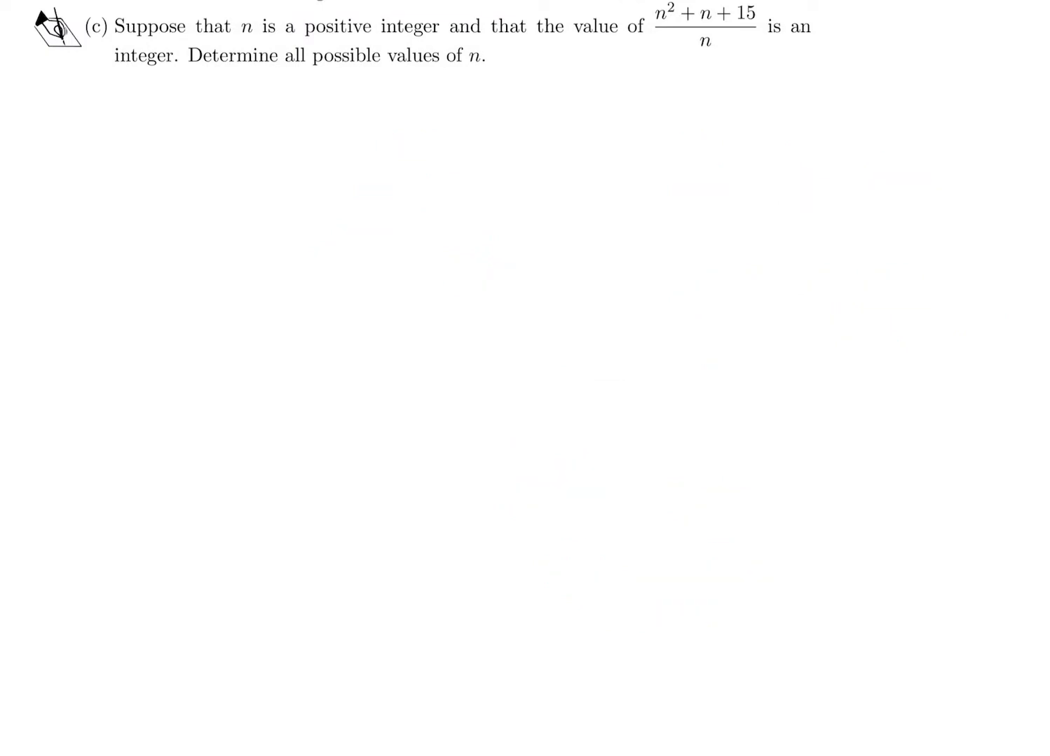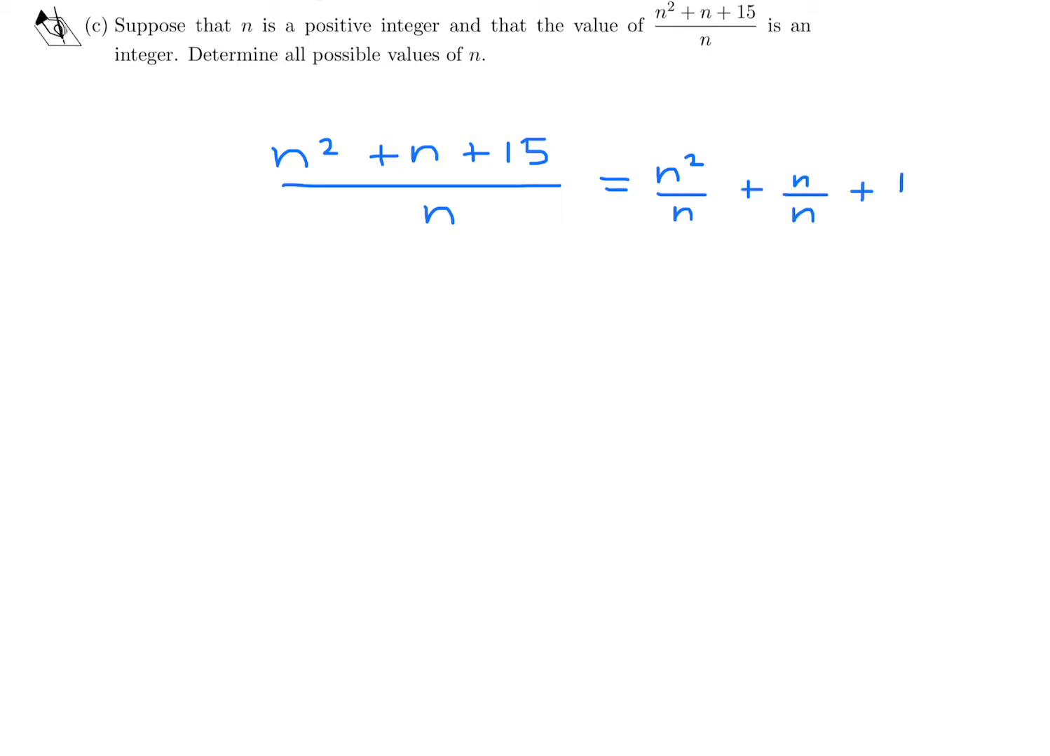Suppose that n is a positive integer and that the value of (n squared plus n plus 15) over n is an integer. Determine all possible values of n. n squared plus n plus 15 over n. Well, break it up into different parts, and that will make your life a lot easier.